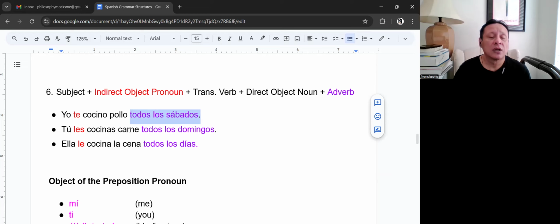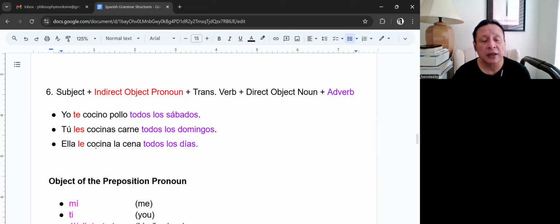Another example. Tú, subject. Les, indirect object, and it can only be you guys or them. Tú les cocinas carne. Carne is beef. Sometimes carne de res, but we just shorten it to carne. So carne is beef. So you cook beef for them. Tú les cocinas carne every Sunday. You cook beef for them every Sunday, right? Again, the indirect object goes after the subject before the verb here.